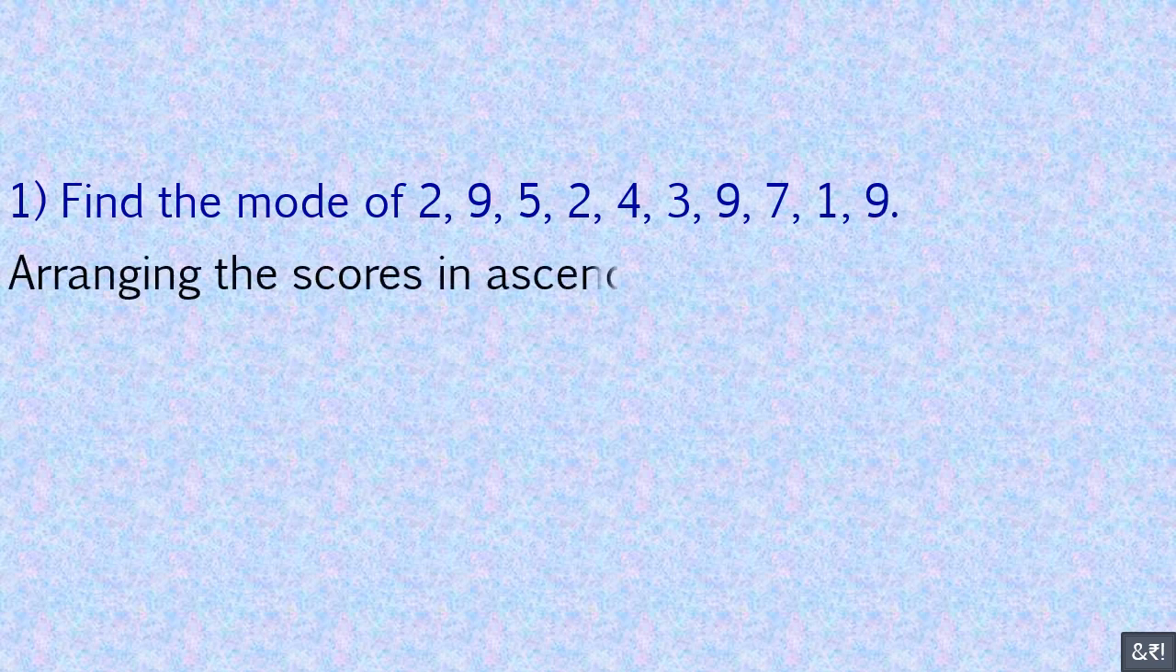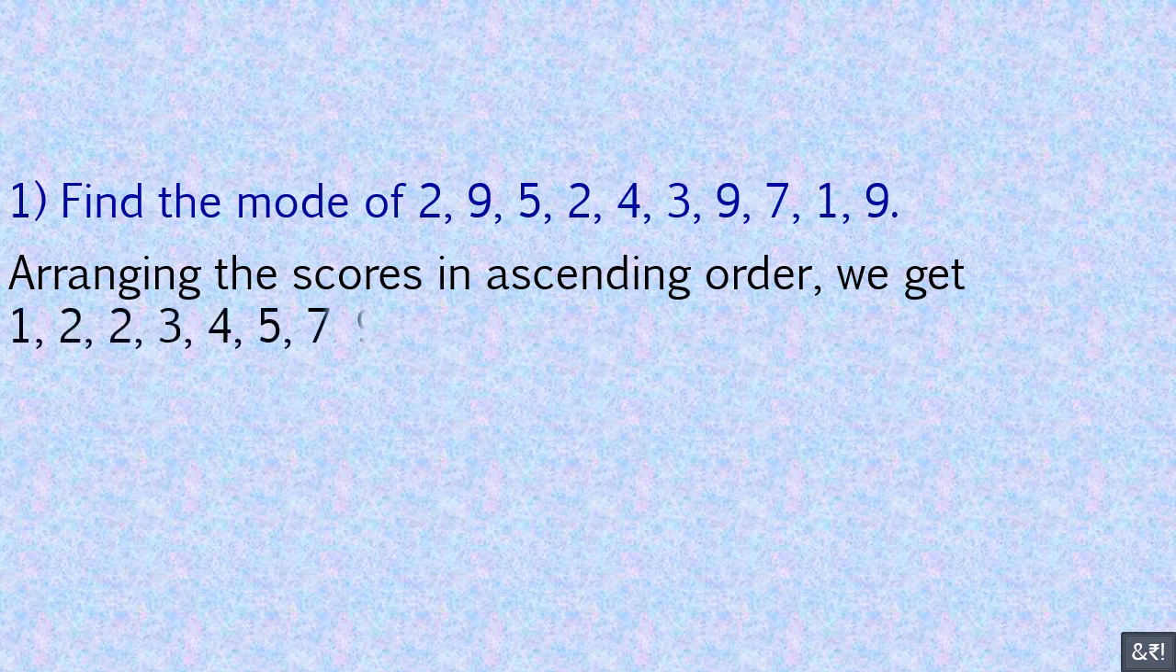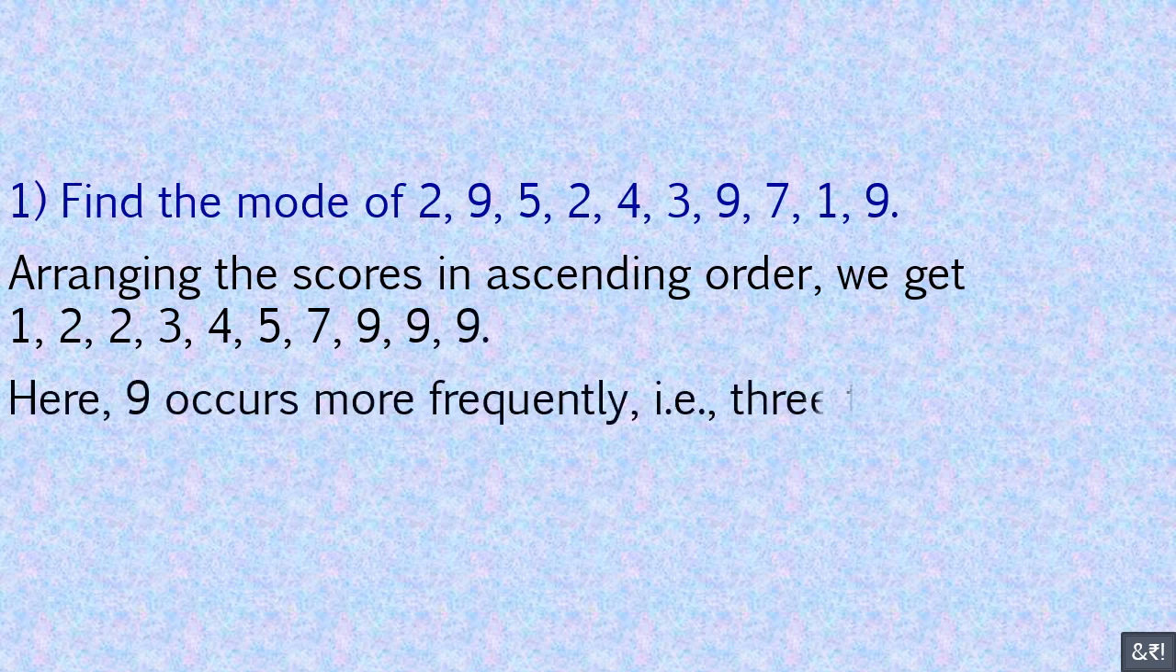Example 1. Find the mode of 2, 9, 5, 2, 4, 3, 9, 7, 1, 9. Arranging the scores in ascending order, we get 1, 2, 2, 3, 4, 5, 7, 9, 9, 9. Here, 9 occurs more frequently, that is, 3 times. So, the mode is 9.